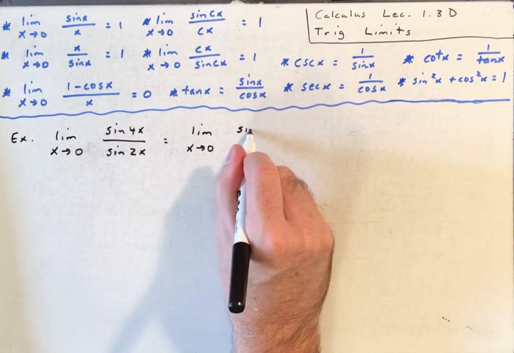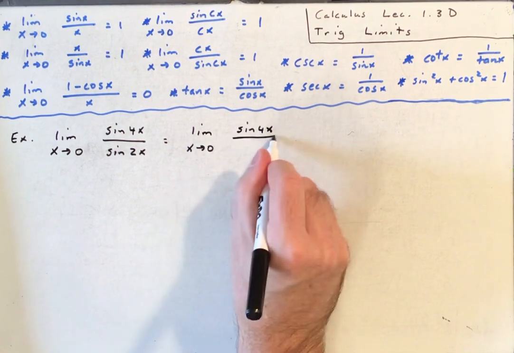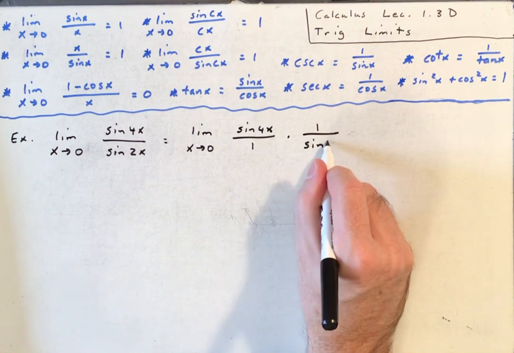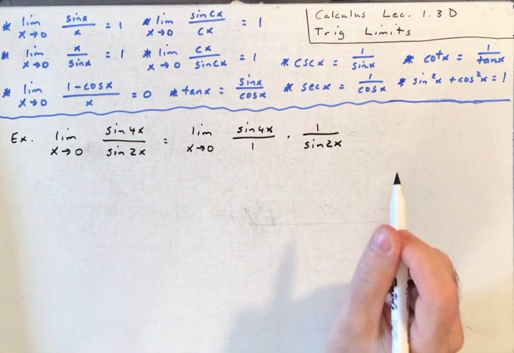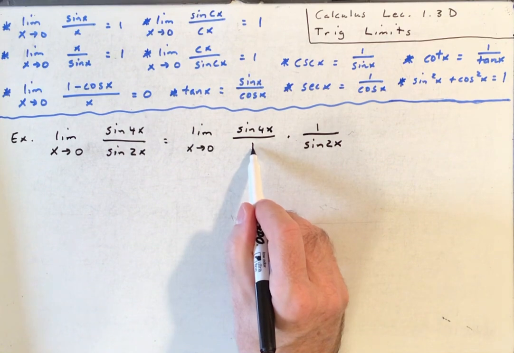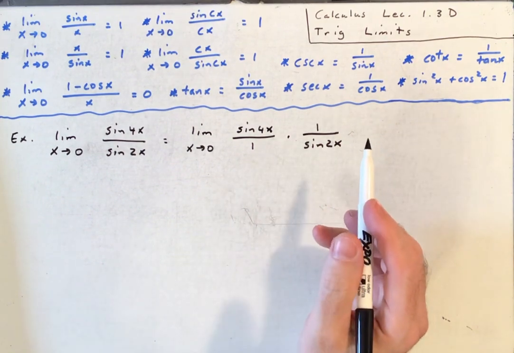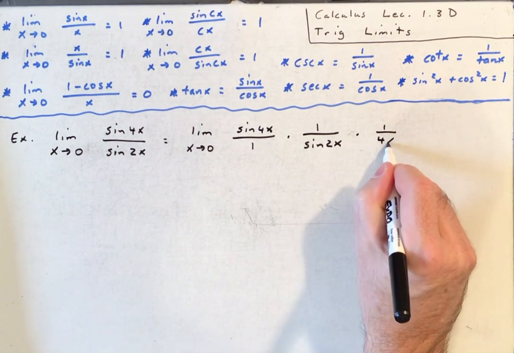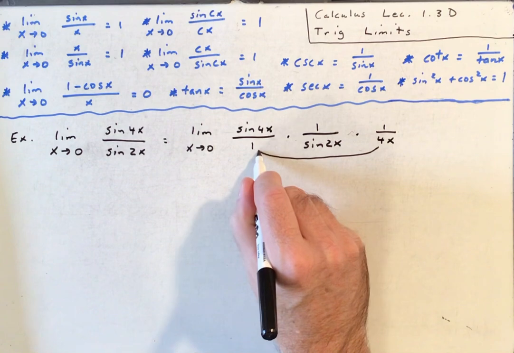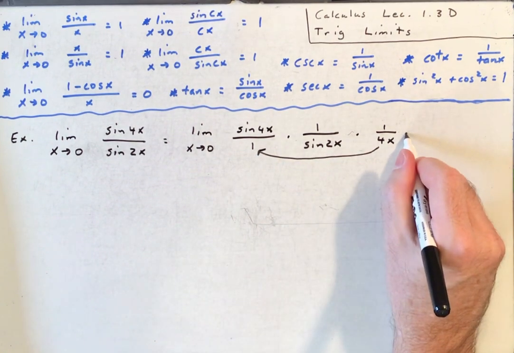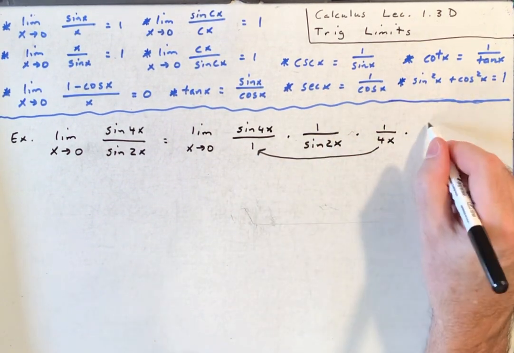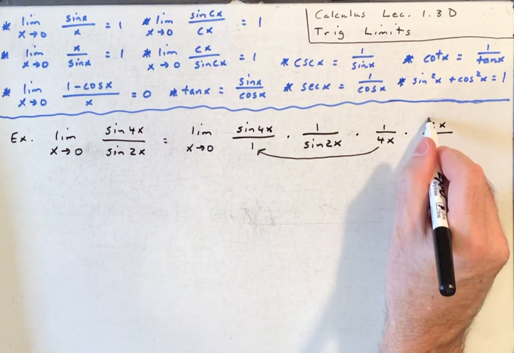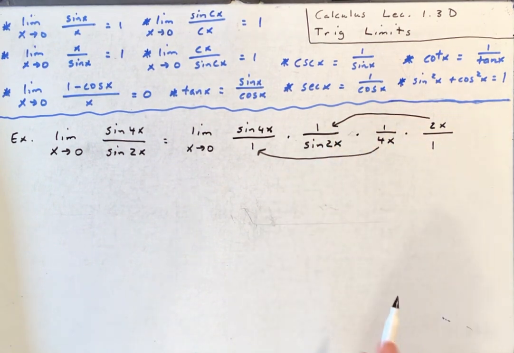So how about we write it as sine 4x over 1 times 1 over sine 2x. What do I need to be down here? Well, in order to match the formula, I need a 4x. So let's multiply by 1 over 4x so that I can get that 4x right there. And then what do I need to be here on top? I need a 2x. So let's multiply by 2x over 1. And I have a 2x in there.